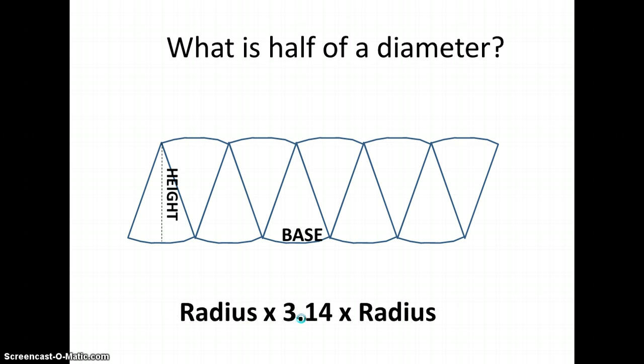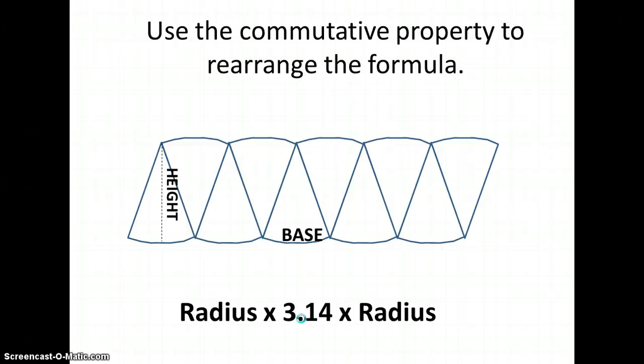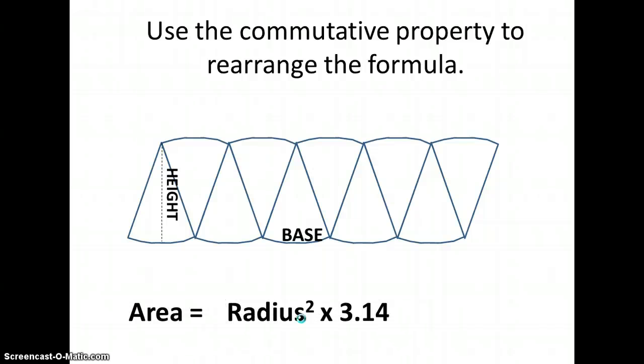And the radius times pi times the radius will give us the formula for the area of a circle. Or simplified, using the commutative property to rearrange the formula, I can think of it as radius times 3.14, or radius squared times 3.14. So the area of a circle is 3.14, or pi, times radius squared. Take a minute and write this in your summary.